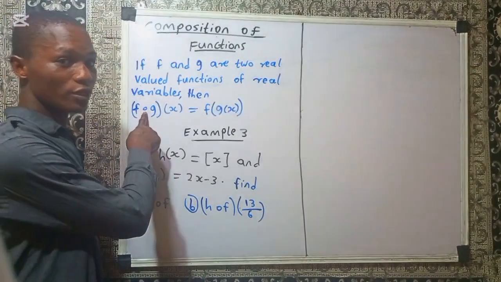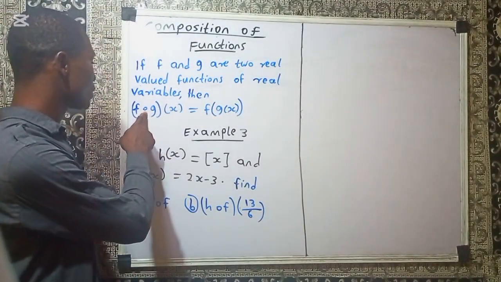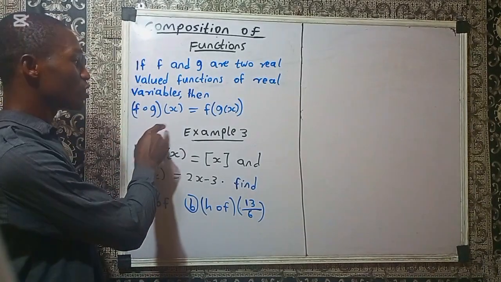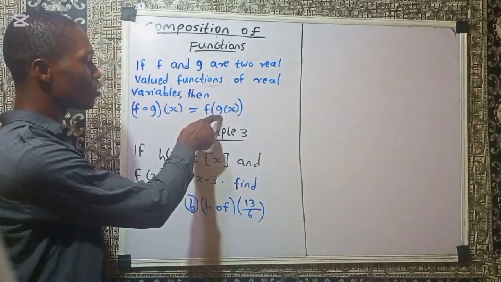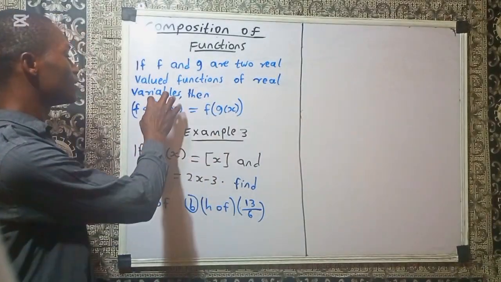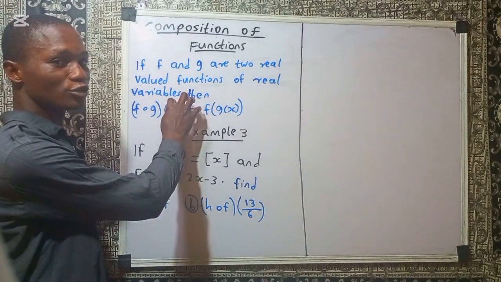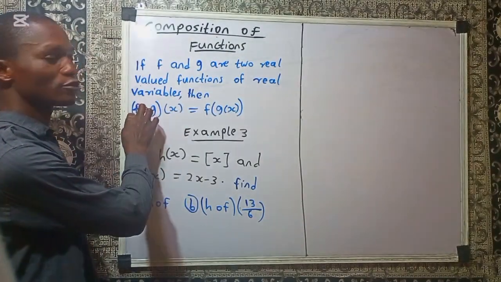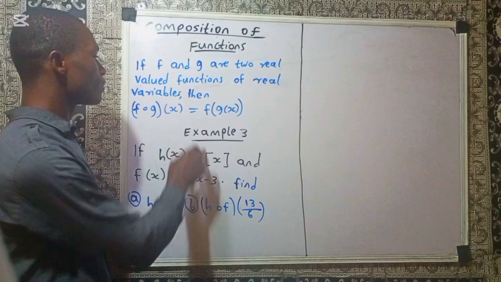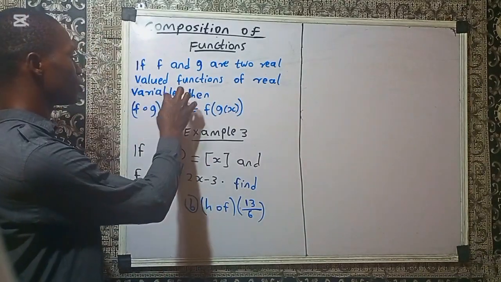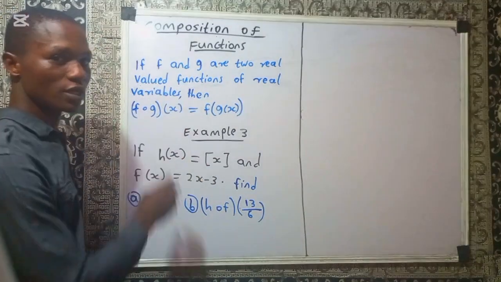This little zero here is the composition symbol. You read this as f composition g. The result of this is f of g of x, which means putting the value of the second function g inside the first function f. So that's the result. So I'm putting g of x inside the first function f.